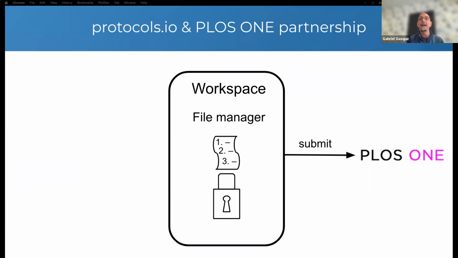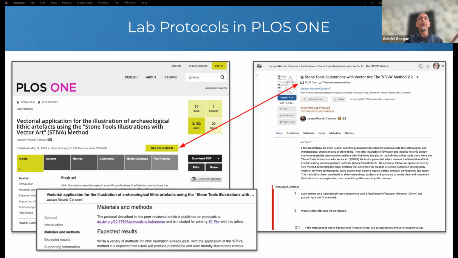Protocols.io recently established a partnership with PLOS ONE, whereby you can submit directly from our platform a novel protocol for peer review and eventual publication. The published lab protocol in PLOS ONE will be bidirectionally linked to the protocol in protocols.io. And the materials and methods section can be summarized only as the DOI it received from protocols.io. So the document will always be linked to the original protocol, but you can create new versions which will overlay the original one.